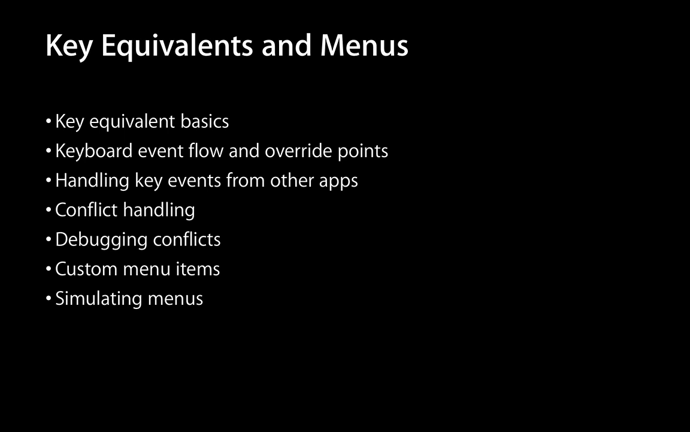What happens when two menu items claim the same key equivalent? Which one wins? We'll go over how to debug these conflicts when they occur, and then I'll bring up Raleigh for the custom menu items and simulated menus.